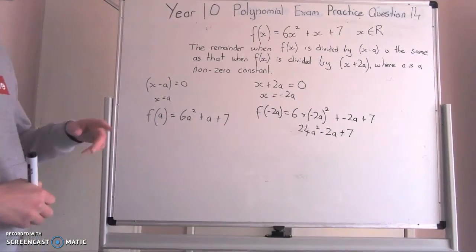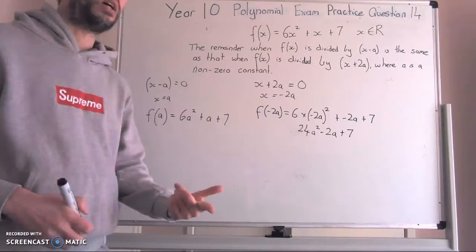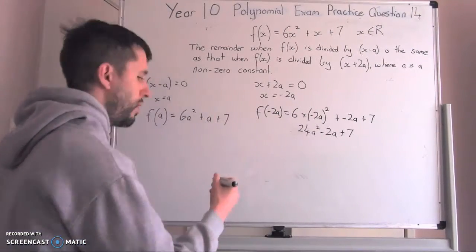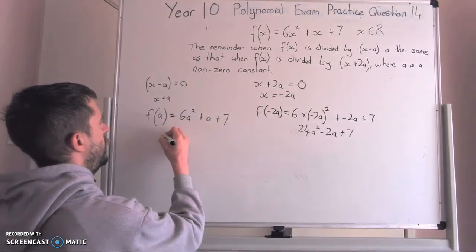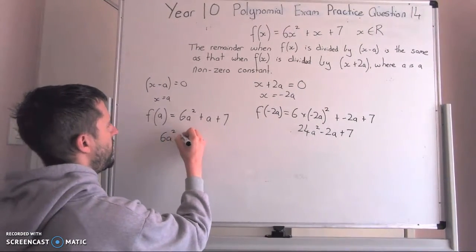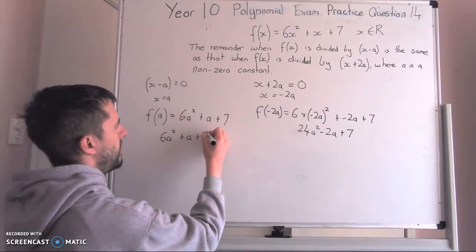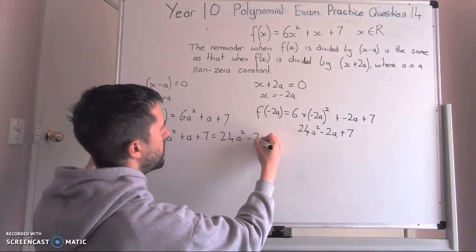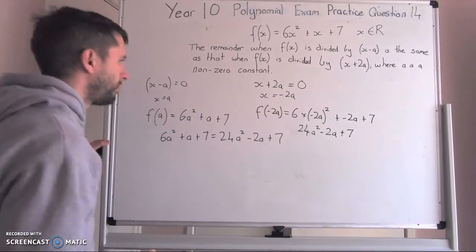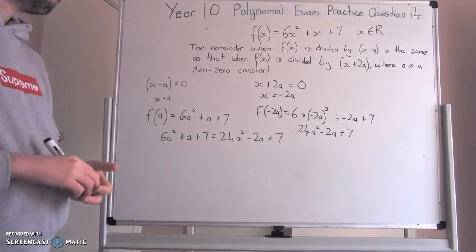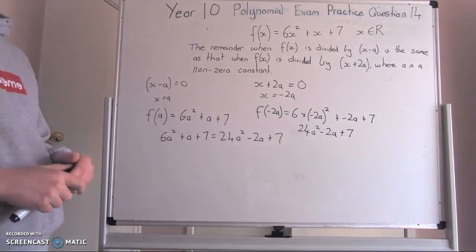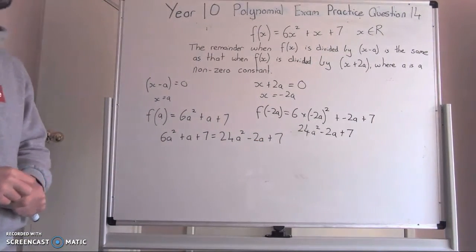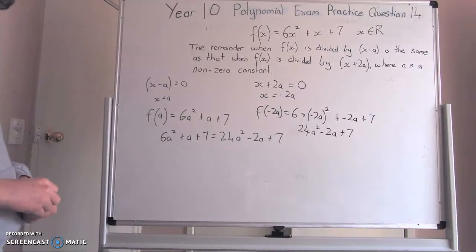Now we know that these are both going to have the same remainder, which means these are both equal to each other. So I'm going to rewrite it as one equation now. I've got 6a squared plus a plus 7 is equal to 24a squared minus 2a plus 7. The main thing we need to do now is get everything onto one side, because that means it's going to equal 0, and it's going to make it easier.